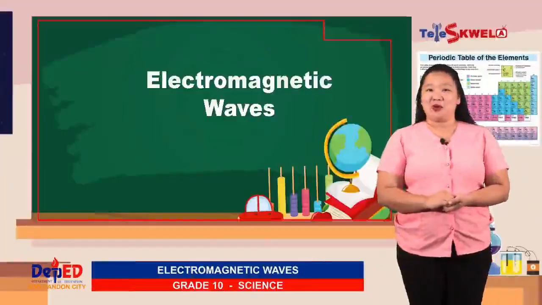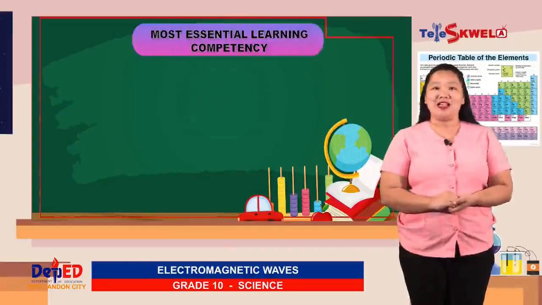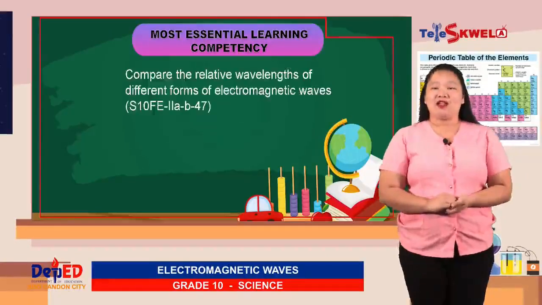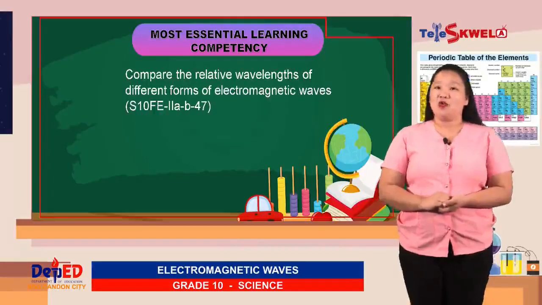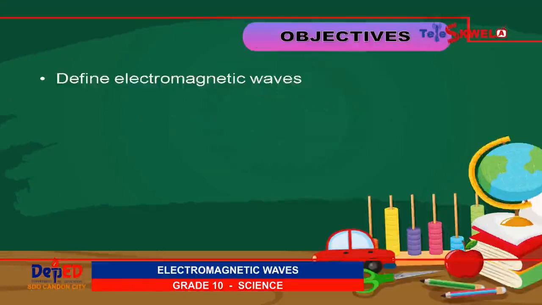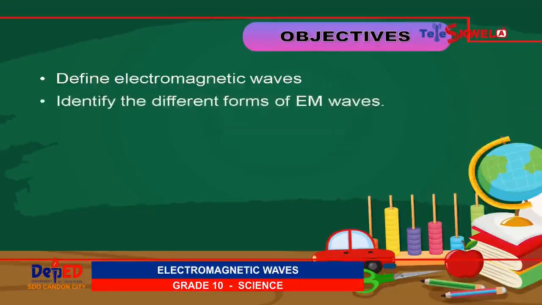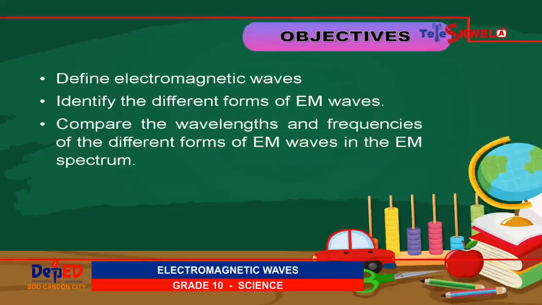This week's episode is anchored from our most essential learning competency, which is to compare the relative wavelengths of different forms of electromagnetic waves. You are expected to first define electromagnetic wave. Second, identify the different forms of electromagnetic waves. And third, compare the wavelengths and frequencies of the different forms of EM waves in the EM spectrum.